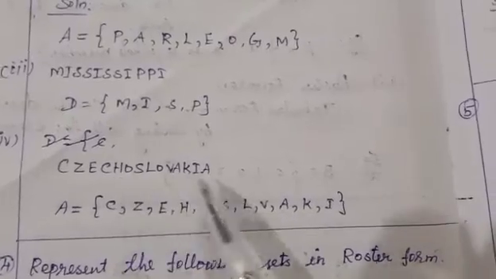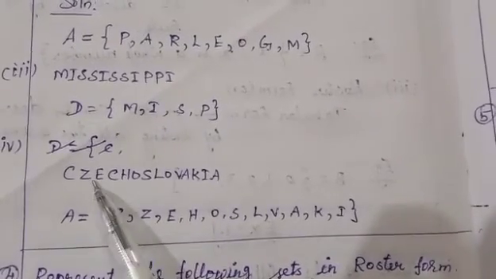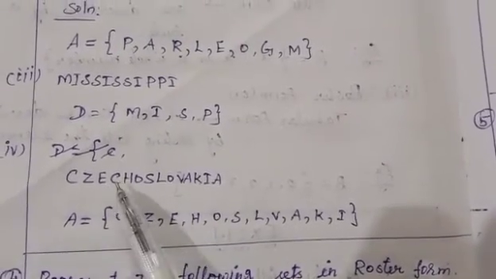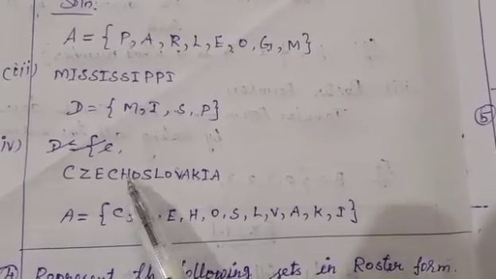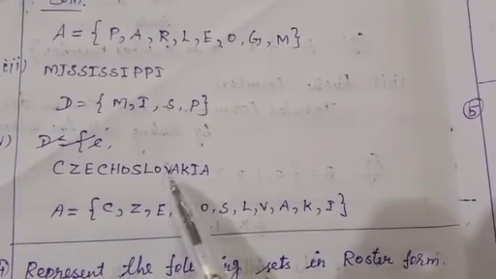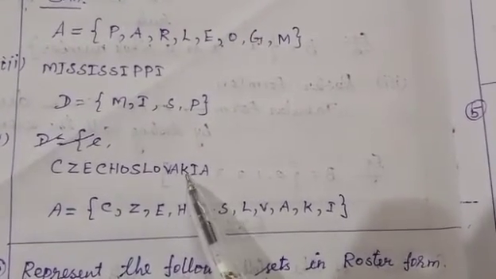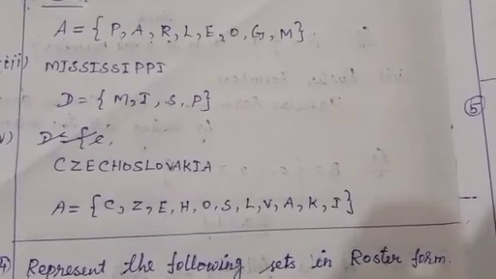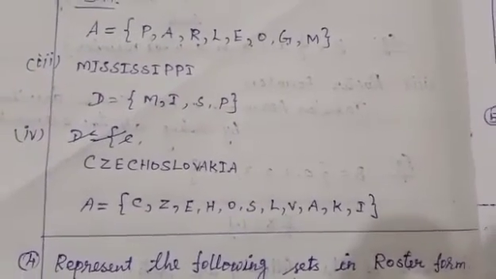Next is Czechoslovakia. So C, Z, E, C will come? No. H, O, S, L. O already written. Then V, A, K, I. So this is the roster form.